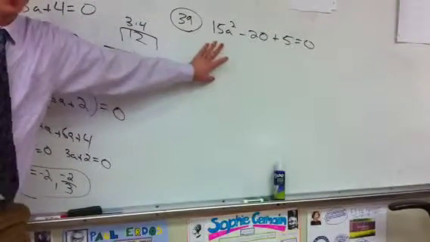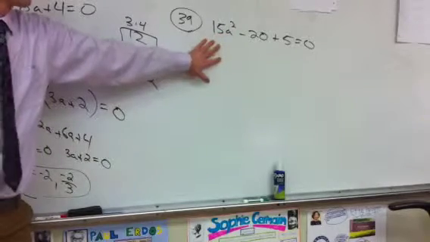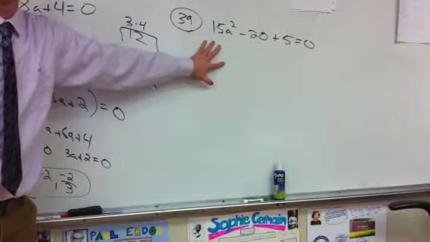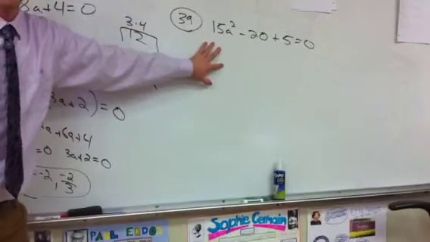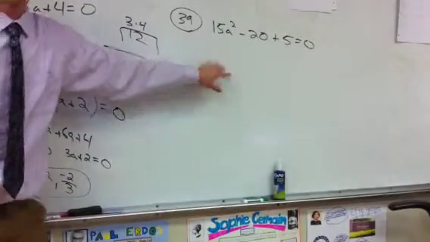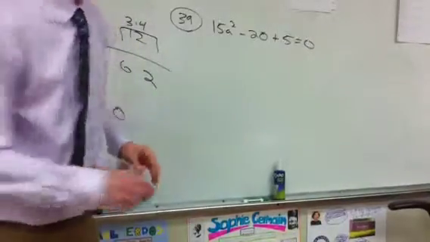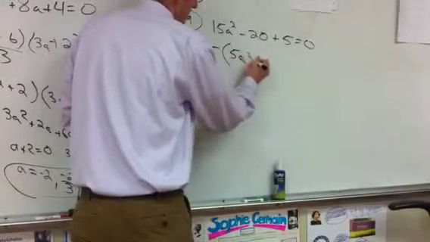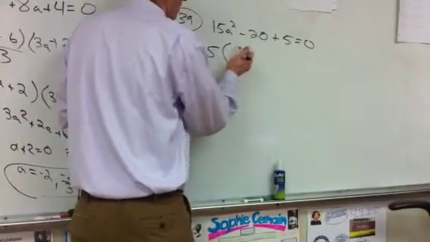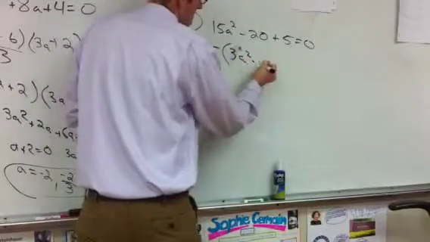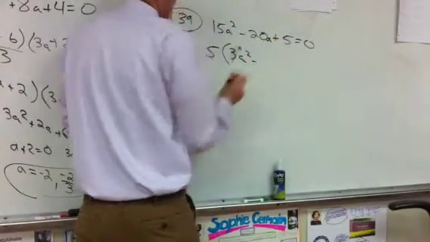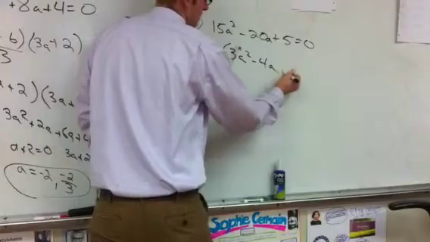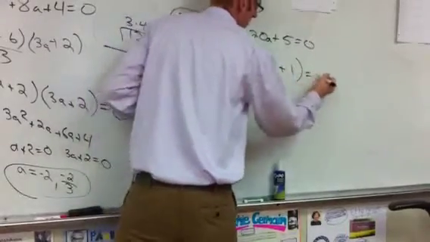We go over here, and the first step to this problem is different. Does anybody know for certainty what the first step should be for this problem? Ryan? Divide the whole equation by 5. Yeah, we want to factor out that common term first. So if we have 5 out here, then that leaves us with 3a squared minus 4a plus 1 equals 0.